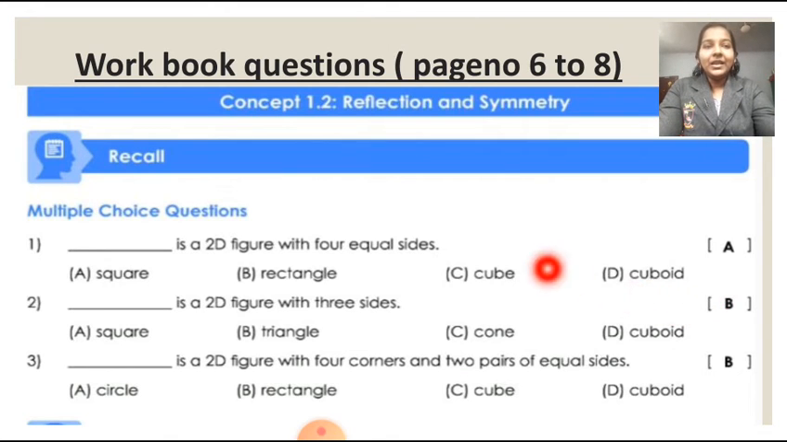Now look at the next one. Dash is a 2D figure with 4 corners and 2 pairs of equal sides. So the figure which has 4 corners and 2 pairs of equal sides, which means the shape which has opposite sides equal. Which shape is that? Yes, that is rectangle. So option B is the right answer. You can mark that. Okay children.